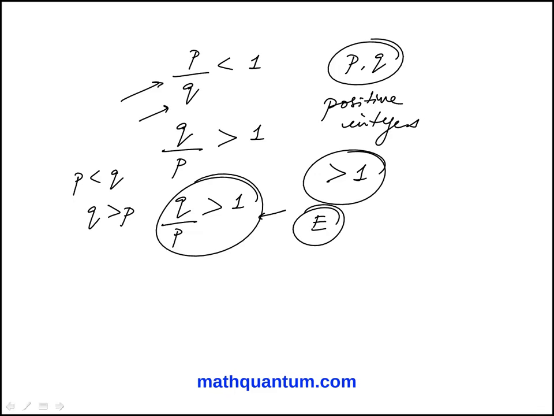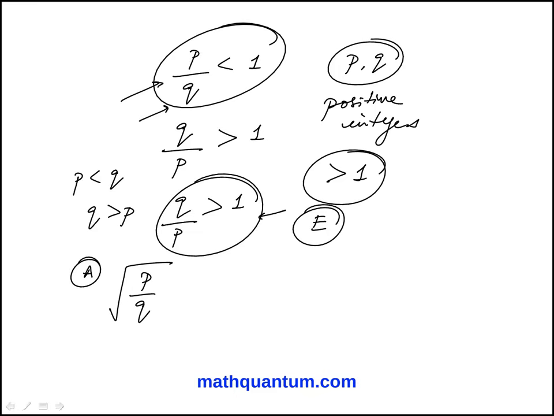The other would be to look at each of the answer choices. So let me examine all of them, because that might help you with other problems. A is the square root of P over Q. If P over Q is less than 1, the radical is also going to be less than 1.